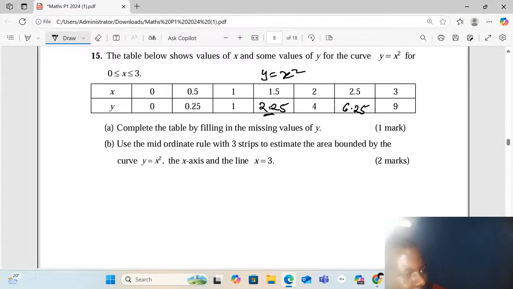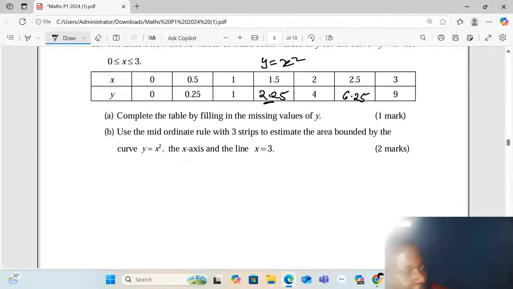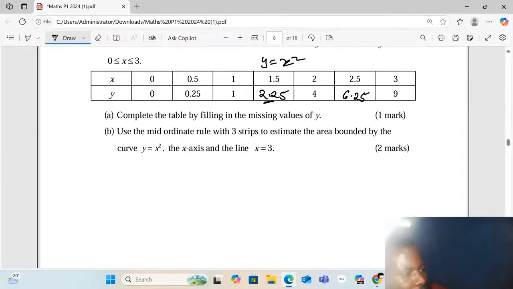Then they are saying, using the mid-ordinate rule with 3 strips, estimate the area bounded by the curve y equals x squared, the x-axis and the line x equals 3. Now, using the mid-ordinate rule, you simply do this. Take the area.